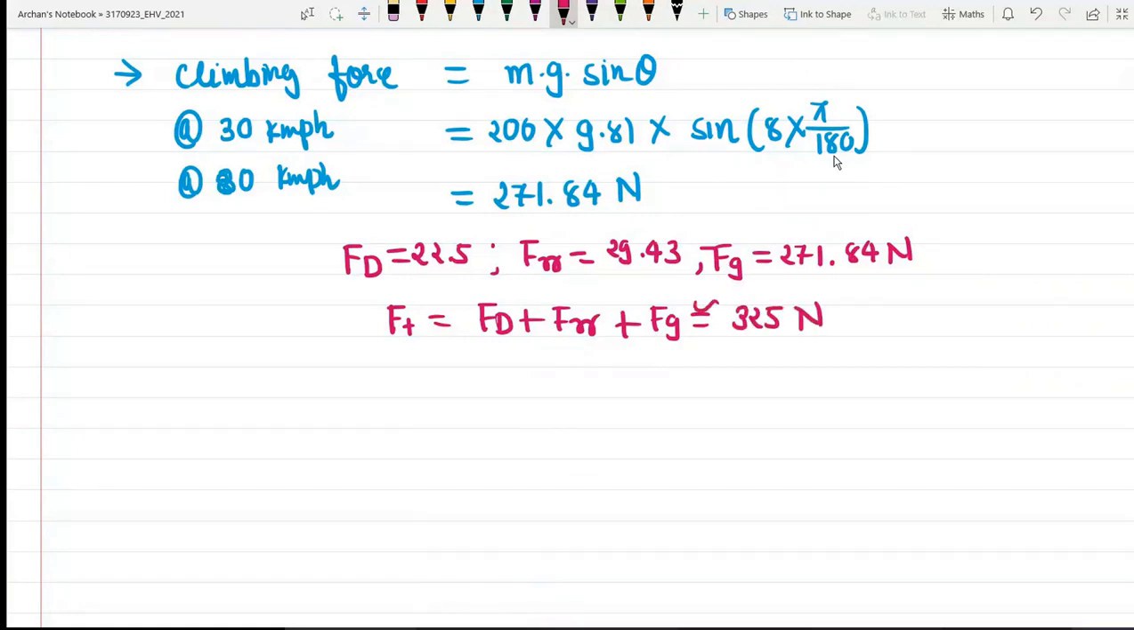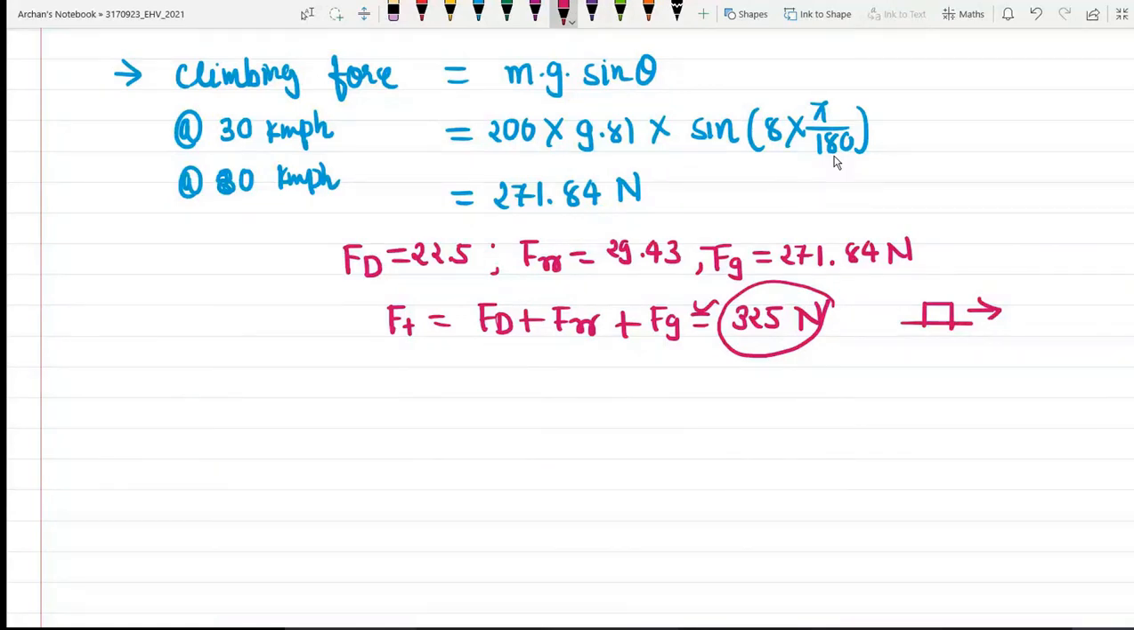Okay, so whenever we generate the tractive force, this tractive force must be greater than or equal to this value, then our vehicle will move in the forward direction. If our motor is able to generate a force equal to 325 newton, then we are just nullifying the resistances offered by the vehicle. But in order to accelerate this vehicle, we need to apply more than this value.